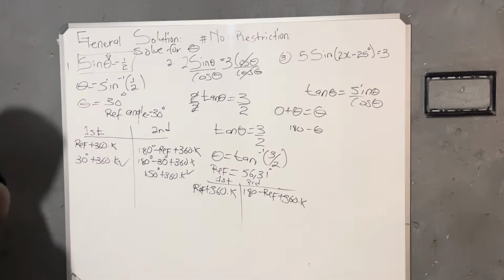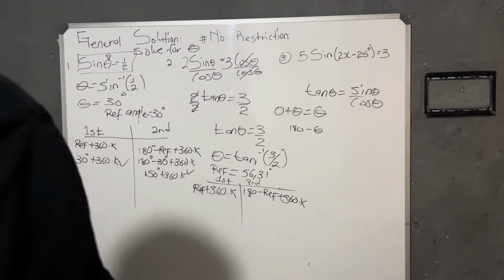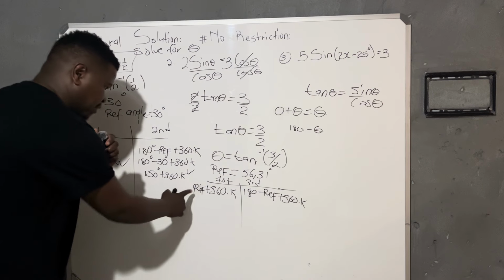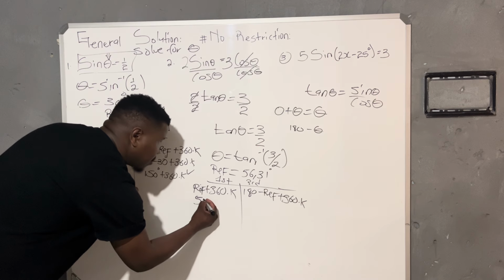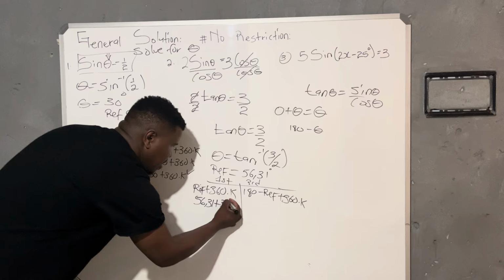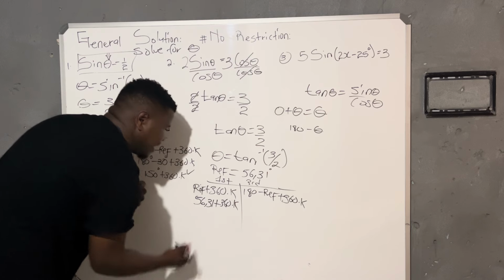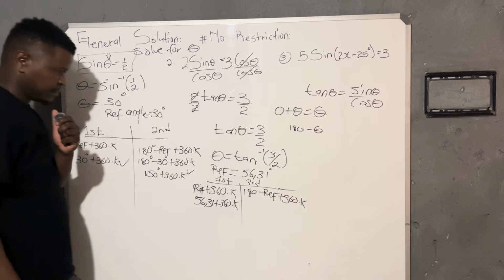I don't know if this is visible, because the more I go down, it's not that clear. Now, what is my reference? I got 56,31. So I'm going to say 56,31 plus 360k. It ends there. Remember, there's no restriction.